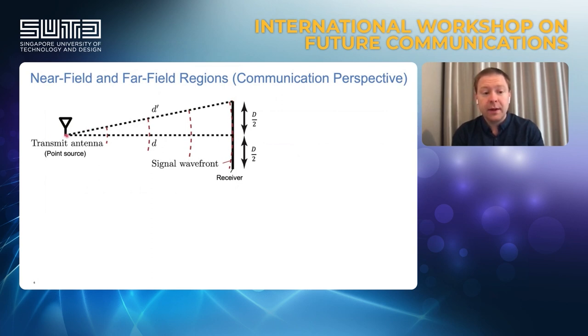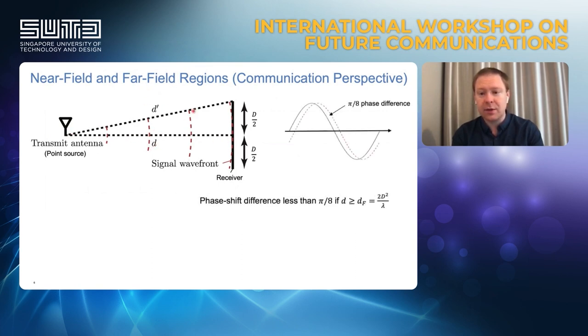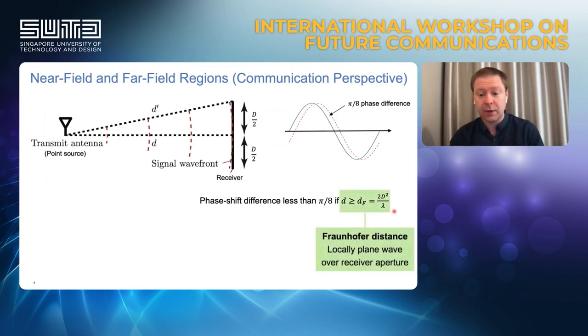So once again, if the distance to the center is d, then the extra distance that we need to travel to have a pi over 8 phase difference is the same kind of thing here. The extra distance here would turn into a phase shift smaller than pi over 8 if the distance to the antenna is greater than d capital F, the Fraunhofer distance. Once again, 2 capital D squared divided by lambda. So this Fraunhofer distance is also appearing in these situations. And this has to do with whether you can see phase differences over an antenna or not. And this is what is going to be important later on.